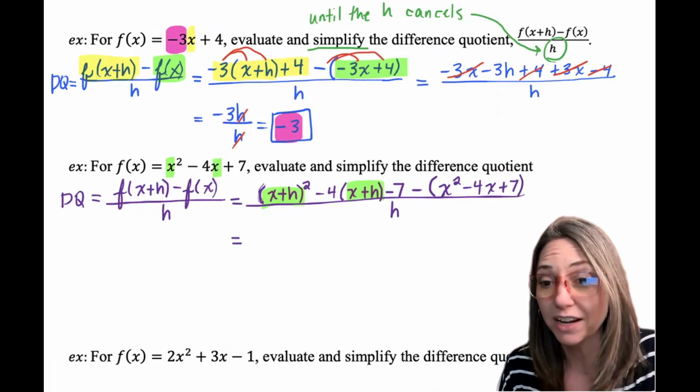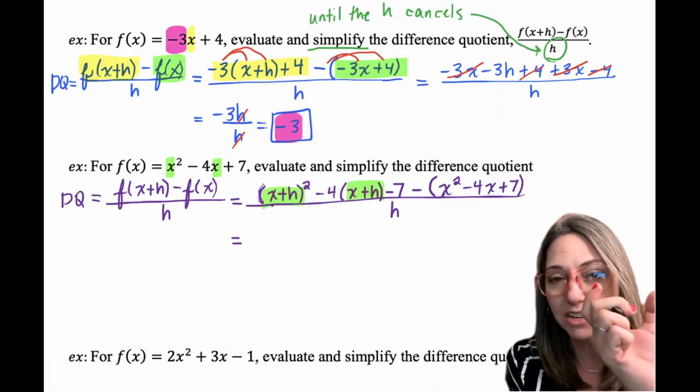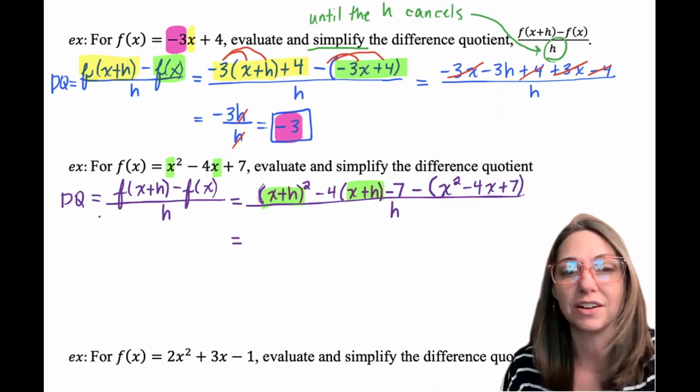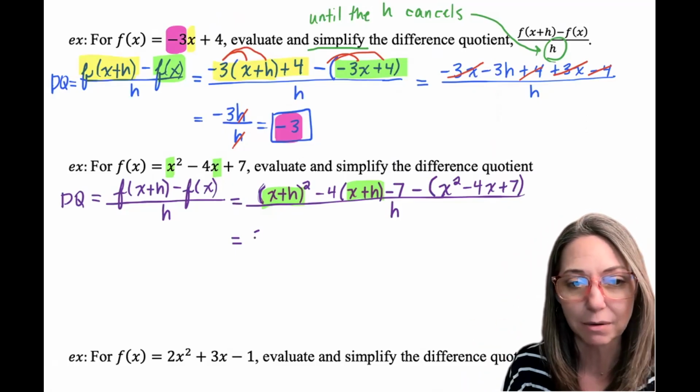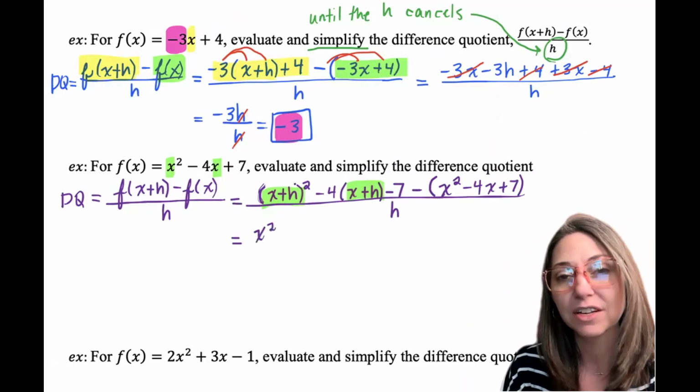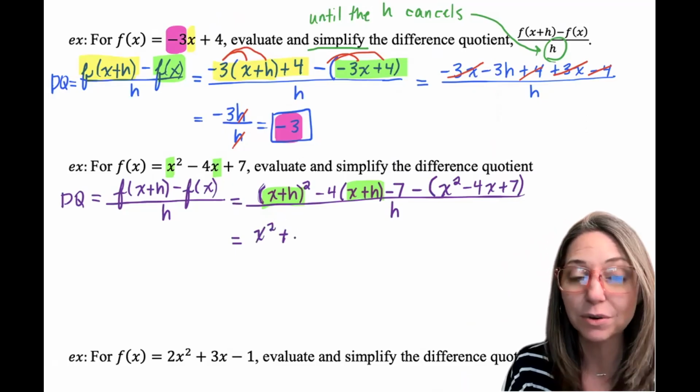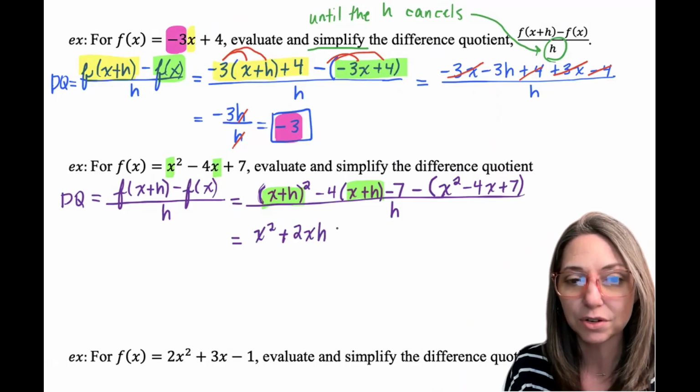So when we FOIL x plus h squared, that's x plus h times x plus h, you're going to FOIL that out. First, outside, inside, last. So first terms would be x times x, or x squared. Outside term is x times h. Inside term is also x times h. So that simplifies to plus 2xh. Last term is h and h. That h times h is h squared.